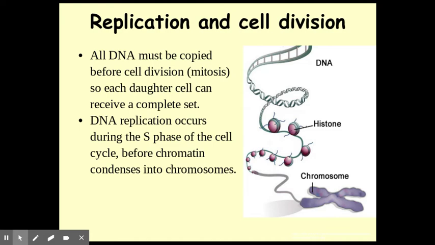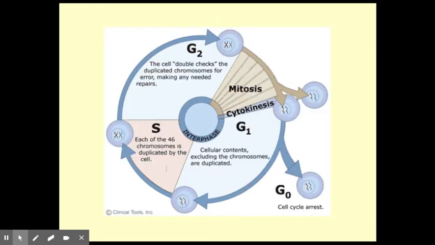So each daughter cell will receive that exact copy, and this occurs during replication during the S phase of the cell cycle. This is where the chromatin starts coiling into chromosomes, so it's replicated, it has its DNA strand, and it's going to go through the process. So this is the cell cycle, remember, that we've talked about.